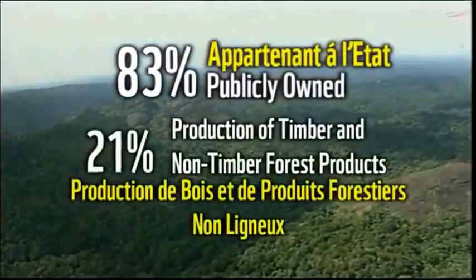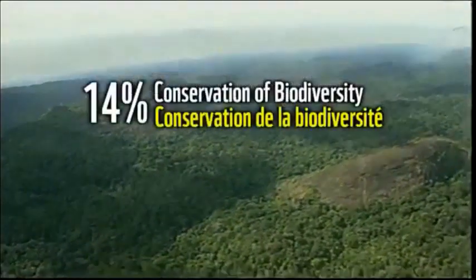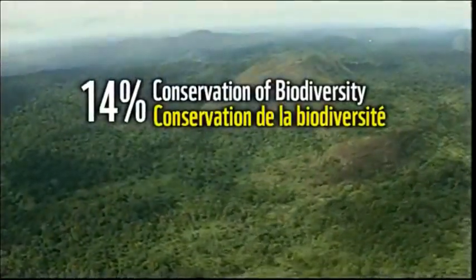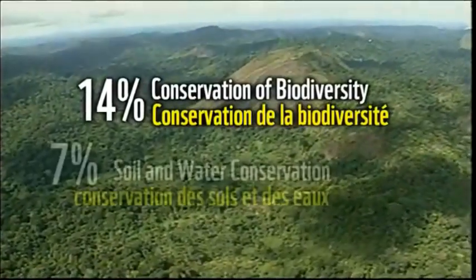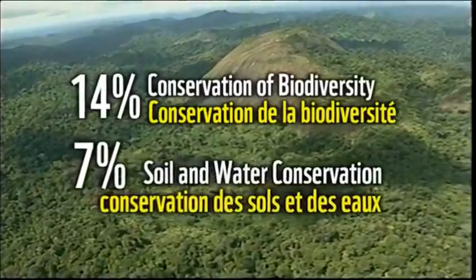21% of the forests are primarily used for production of wood and non-wood products. 14% of the forests are designated for the conservation of biological diversity. And 7% of the forests have soil and water conservation as their primary objective.